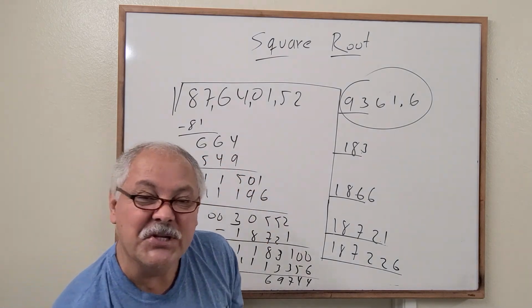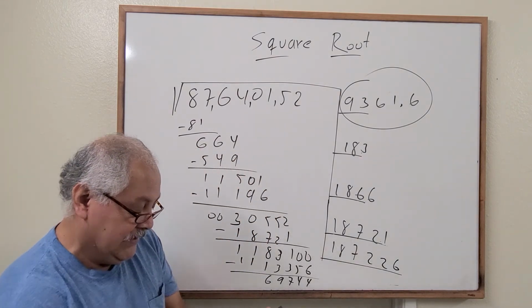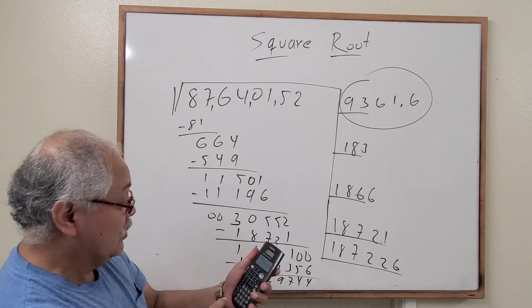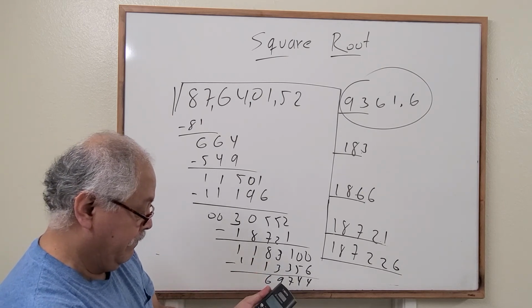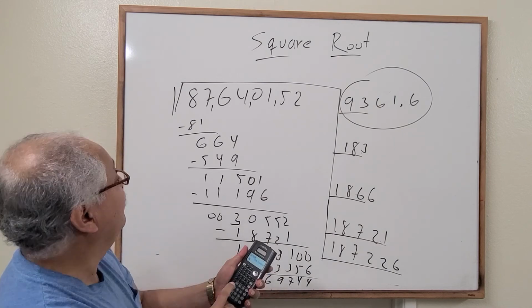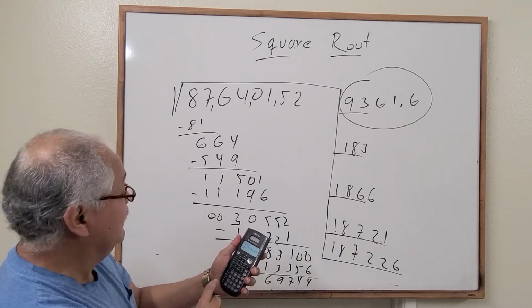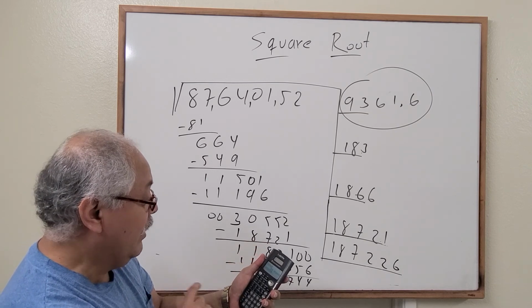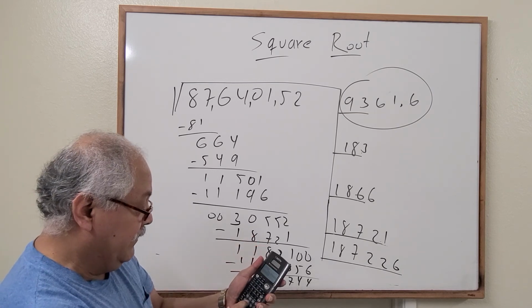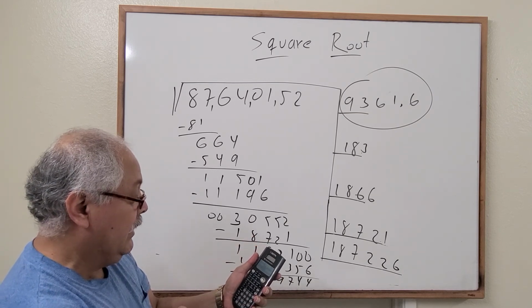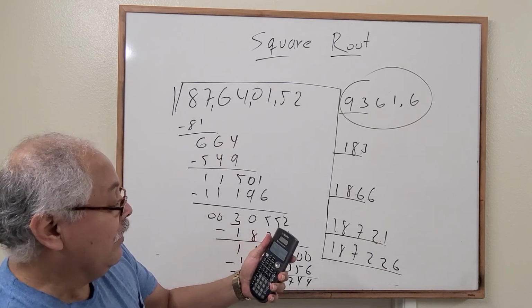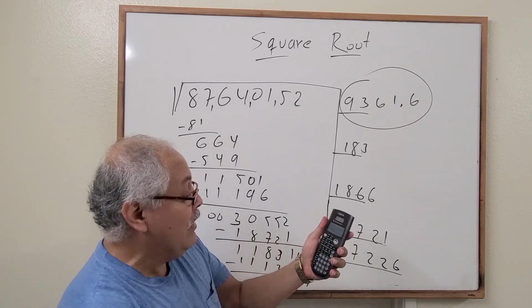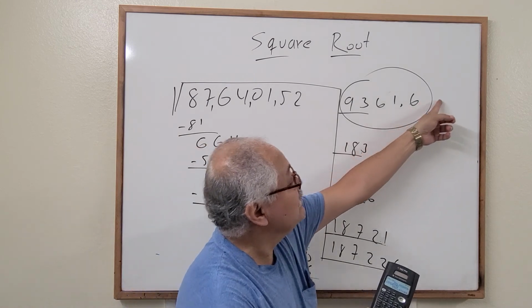Okay, so we found that the square root of this big number is 9361.6. Okay, let me double check it and see what happens. Square root of 87640152. Enter. Wow, 9361.63 and so on.